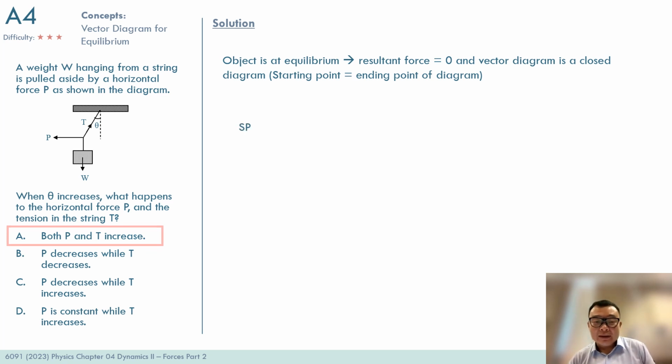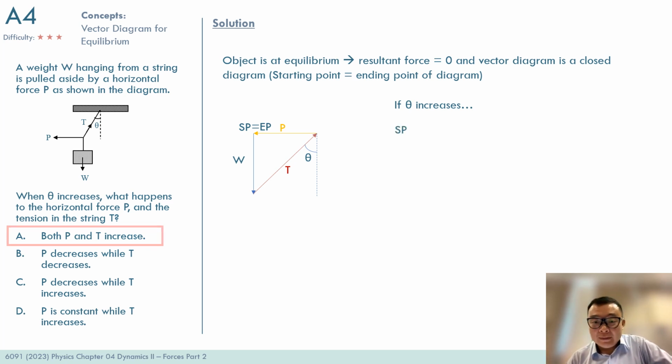So we can do a quick sketch to add up the three vectors. We start with the starting point. I'll start with the downwards weight vector. I will carry on with the diagonally upwards tension vector at the angle theta to the vertical. And my last vector is force P sideways towards the left, and I note that I must end this vector at the starting point.